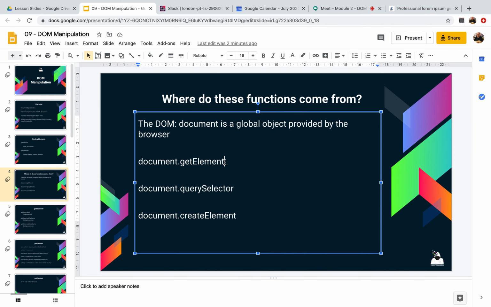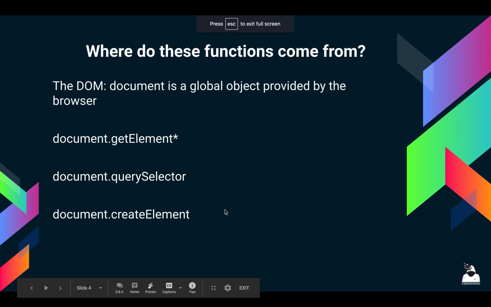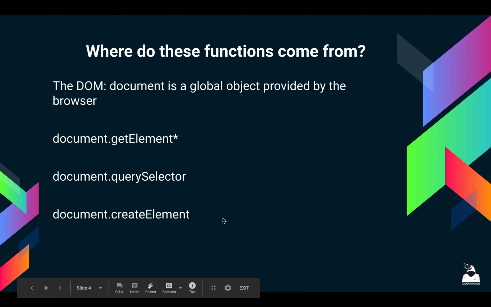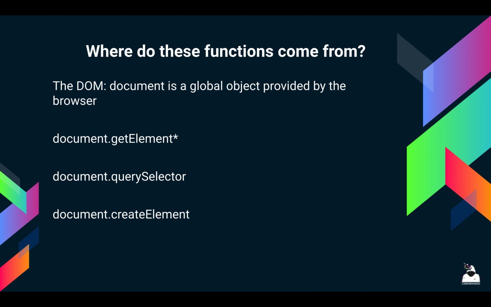So document.getElement, and again we're going to add a wildcard, document.getElement, etc., document.querySelector, document.createElement. We have our global object, the document, and on this document we want to find an element within the document somewhere, or create an element with this function down here. So that's where these functions come from. They are global objects provided by the browser, and these exist on the document.